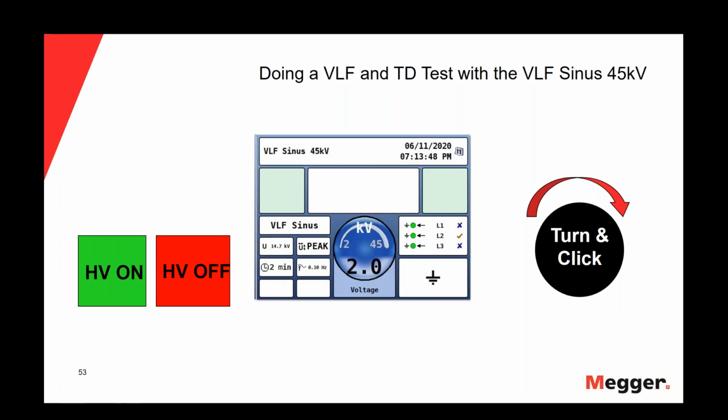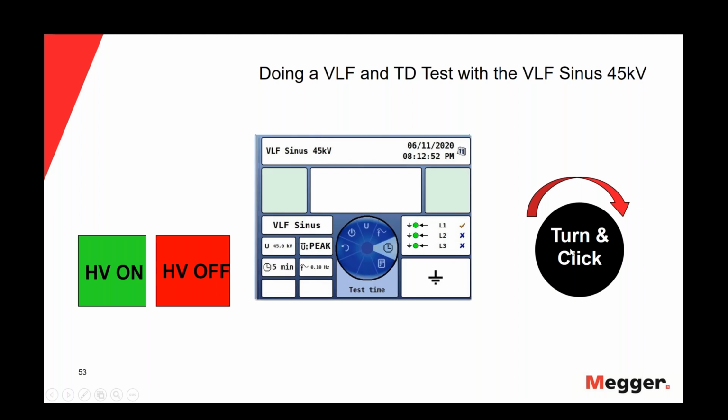And now I need to select the VLF test voltage for my test. And I can go up to 45 kV in this unit. So I will go to the maximum. I will click on it. And now I need to select the test time for my VLF test. So I can select 90 minutes or infinite.